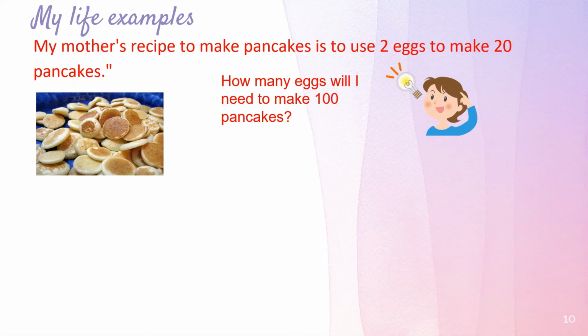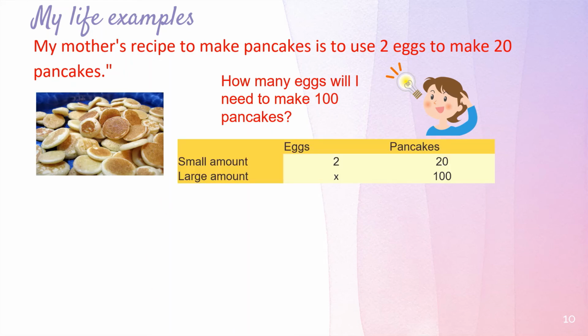So let me take one example here, a very interesting one. My mother's recipe to make pancakes is to use 2 eggs to make 20 pancakes. Now, how many eggs will I need to make 100 pancakes? So here, let's learn how to do this. The smaller amount is 2 eggs and the pancakes is 20. Let me assume that the larger amount is x, and it gives me 100 pancakes, because I need 100 pancakes, but I don't know how many eggs are required.